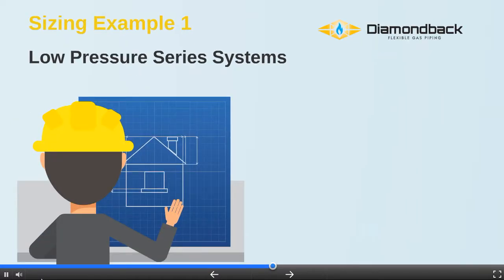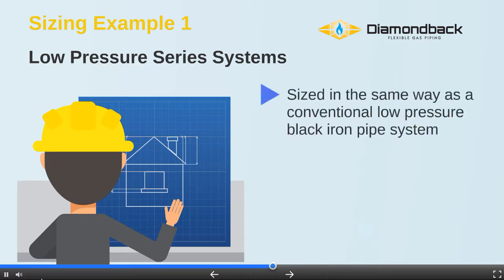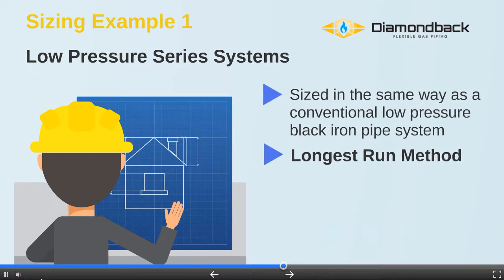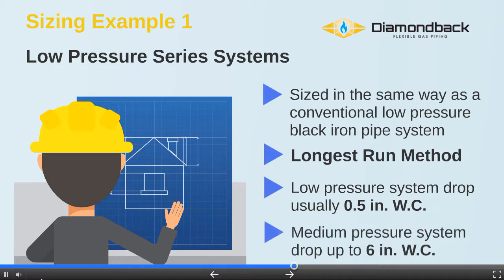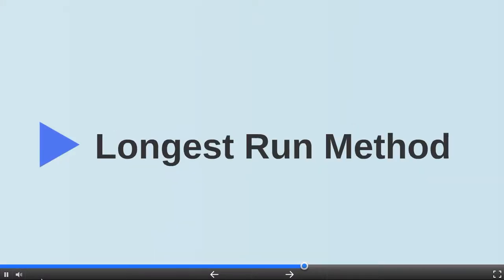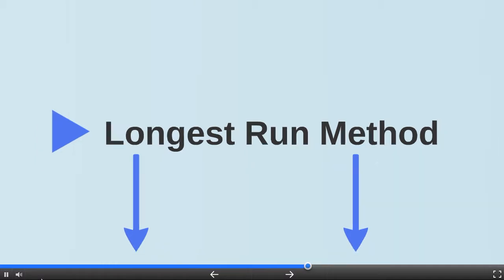The low-pressure series system, conventional arrangement, is sized in the same way as a conventional low-pressure black iron pipe system using the sizing tables. This method is known as the longest run method. The pressure drop in a low-pressure system is usually limited to 0.5 inches water column over the system. Medium pressure systems can have pressure drops of up to 6 inches water column. So, to help explain, let's use the longest run method and work out the sizing in this low pressure example.